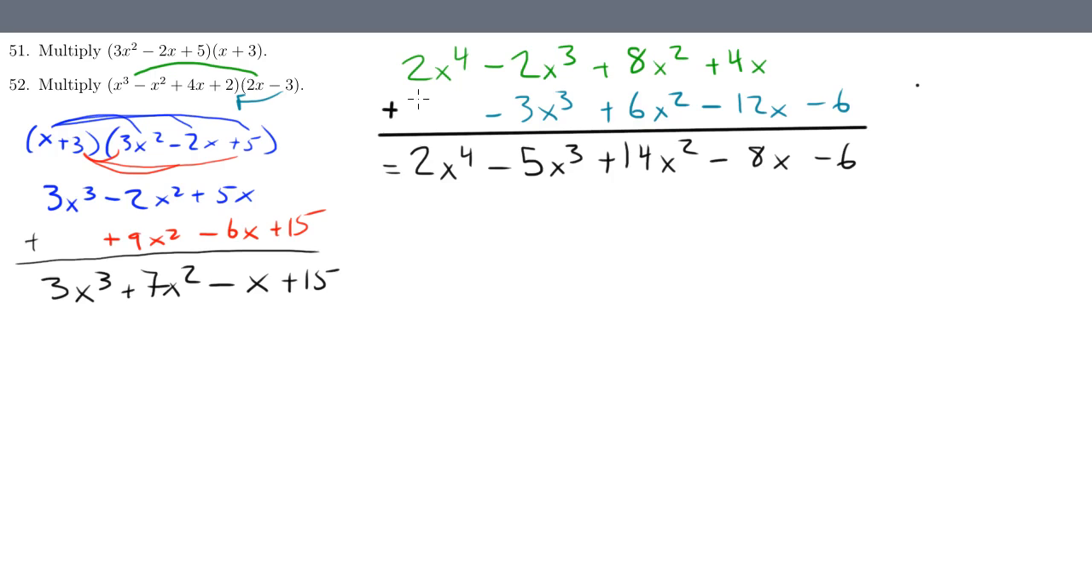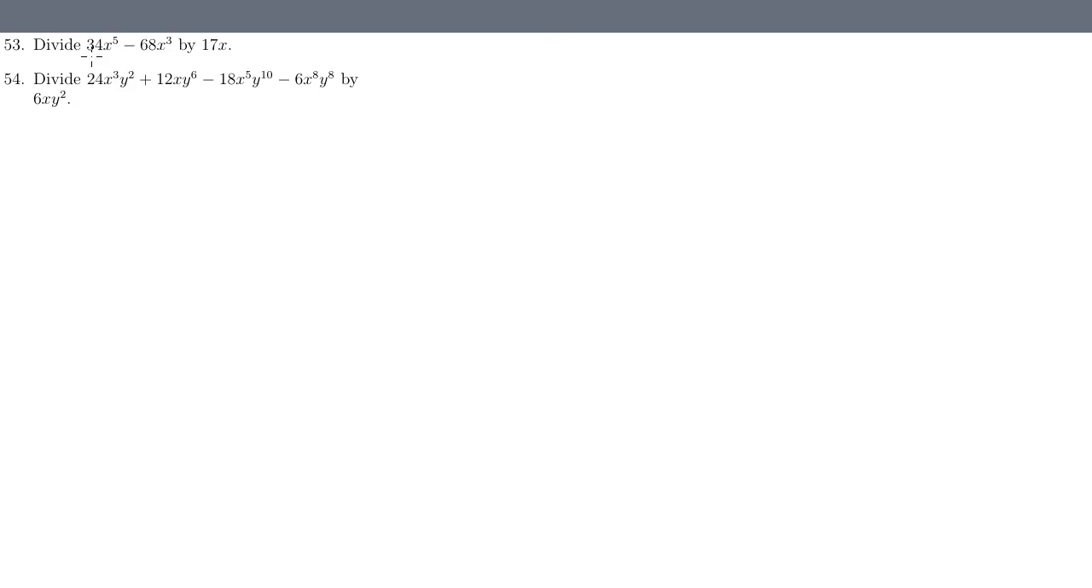Alright, and all that's left are the last two exercises, the division ones. Let's take a look at this. We're going to divide 34x to the 5th minus 68x cubed by 17x. So that's 34x to the 5th divided by 17x. 34 divided by 17 is 2. 5 minus 1 is x to the 4th minus 68x cubed over 17x. 68 divided by 17 is 4. 3 minus 1 is 2.